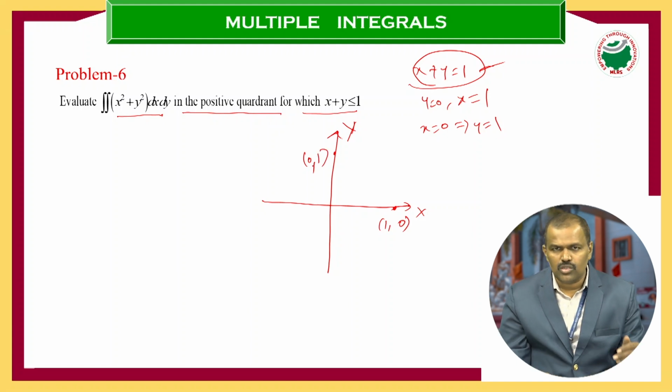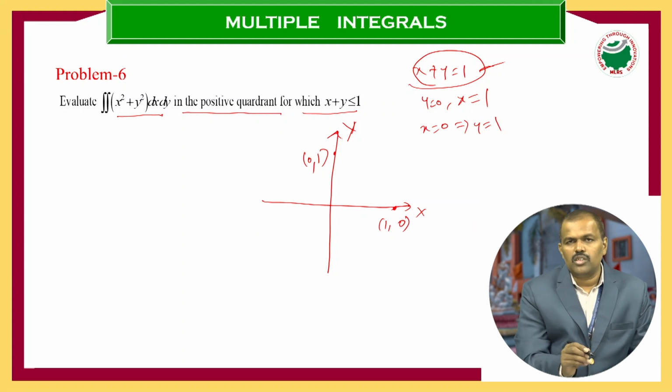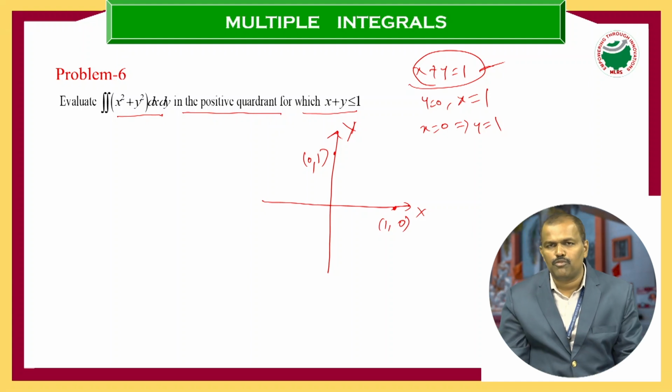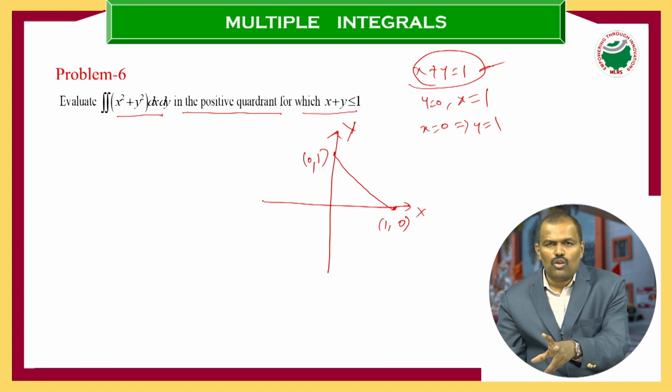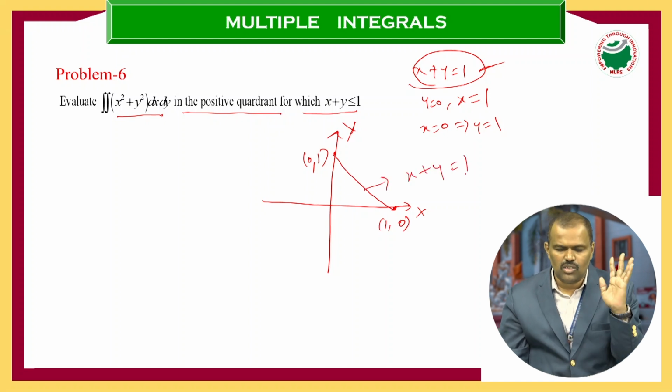Now here there are two ways of getting limits. First of all, let I be the given integral. The given one is the double integral of x square plus y square dx dy. So here there are two ways to get the limits from this figure: one, x in terms of y, with y constant, or else y in terms of x, with x constant.